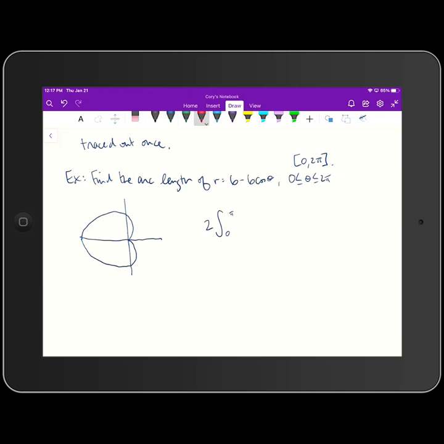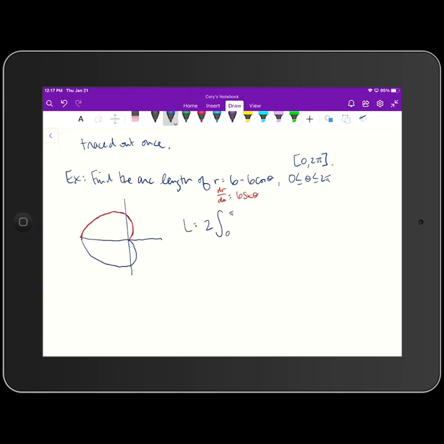Okay, so the integral that we're calculating is going to calculate this arc length here in red. And then we're going to double it to find the entire arc length. So for our integral here, we need to know what the function r is. We also need to know what dr d theta is. So I'm going to go ahead and calculate dr d theta really quickly. The derivative of 6 with respect to theta is 0. The derivative of -6 times the cosine of theta with respect to theta is going to become 6 times the sine of theta.